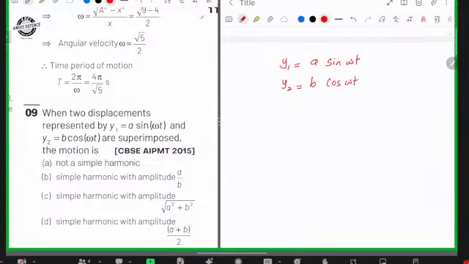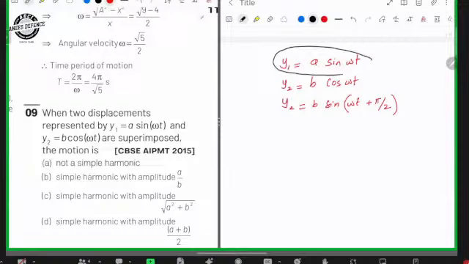Correct? So can we write cos into sine? Yes, we can write. So therefore, we must write b sin(omega t plus pi by 2), because through trigonometry we know that sin(90 plus theta) is what? Cos theta. So this is our first equation, first SHM, and this is our second SHM in standard form.